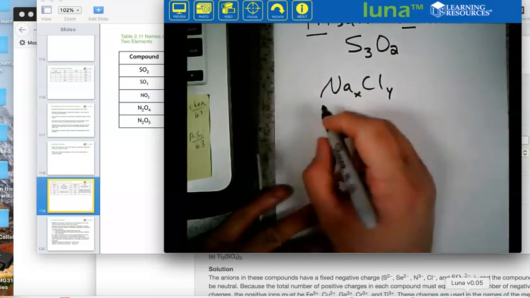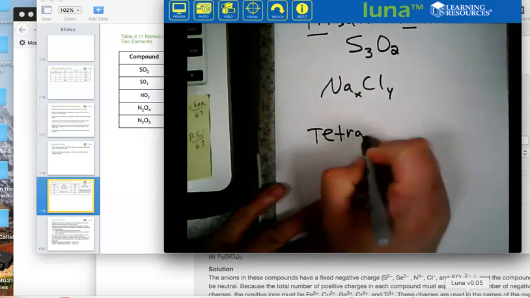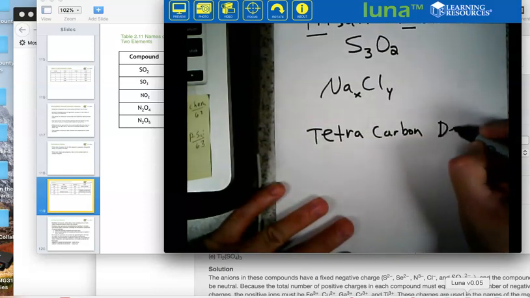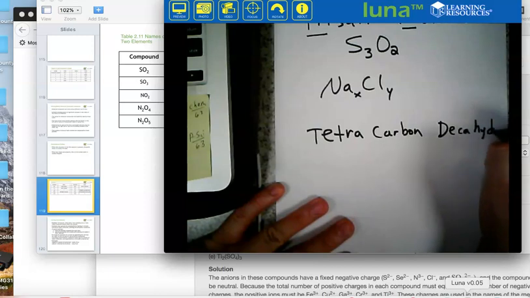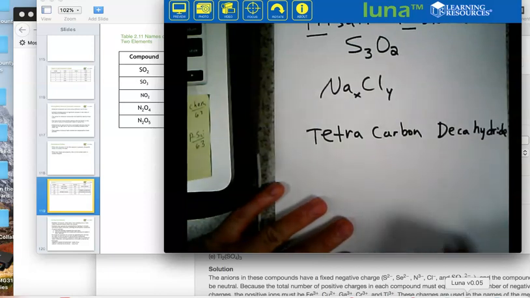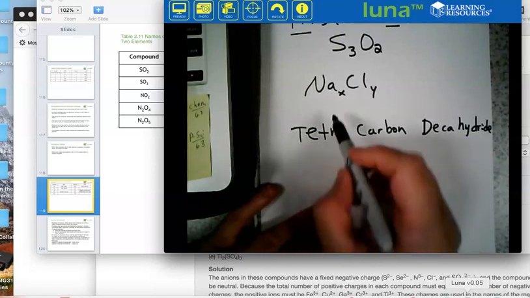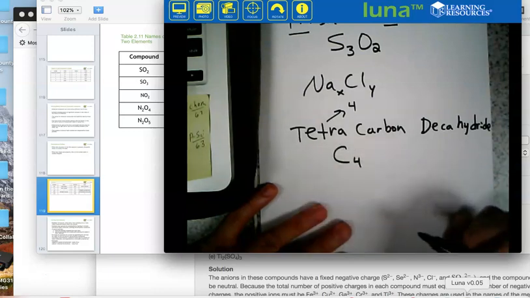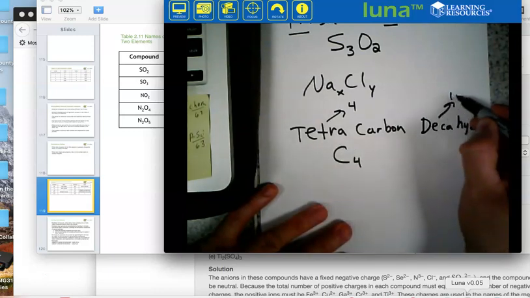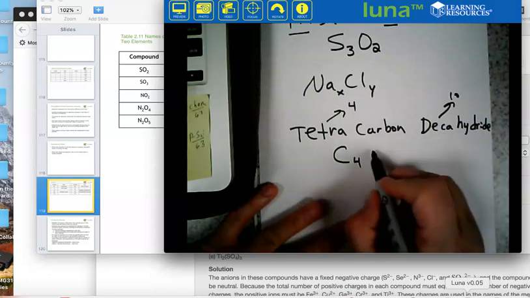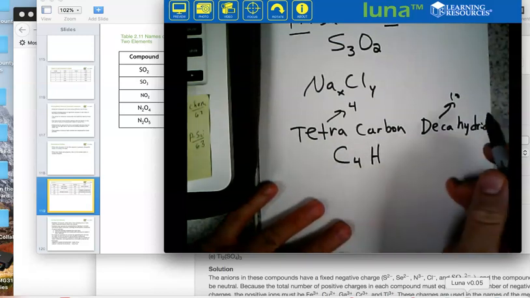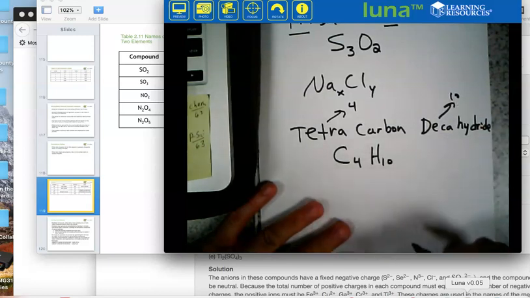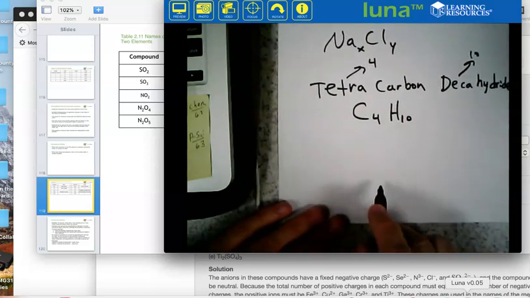All right, let's do another one. Tetracarbon decahydride. All right, so tetra means what? There's 4, right? It's a prefix for 4. So it's telling me it has 4 carbon atoms. Deca is a prefix for 10. Hydride is from hydrogen. Okay, this is a hydrocarbon here. So I have 10 atoms of hydrogen. So the formula would be C4H10.